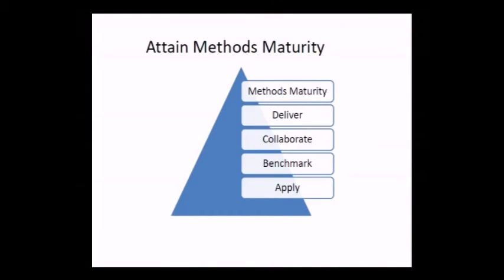So this is my pinnacle of reaching a methods maturity. Know about, acquire and apply. You begin to benchmark things that you have acquired. You collaborate with people to verify whether the benchmarking is of the highest quality or not. Try to produce something which is beyond the limitation of one person or one team. And you deliver. You conceptualize, this can be done, this is useful, this is needed, and then you deliver. So once you are able to go through this process on a continuous cyclical basis, you attain the methods maturity.